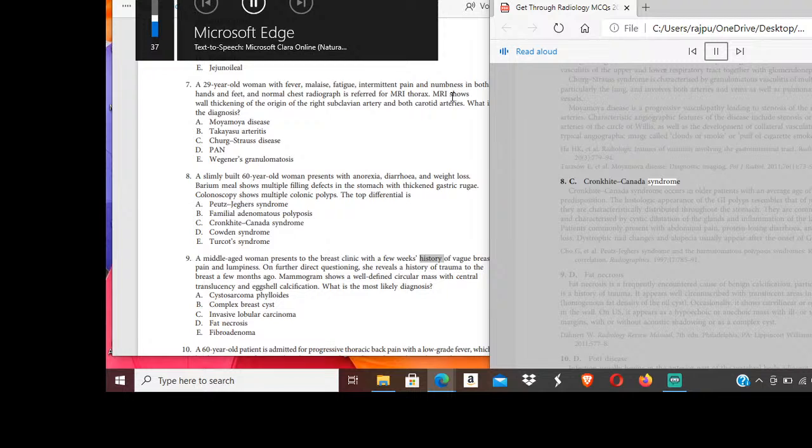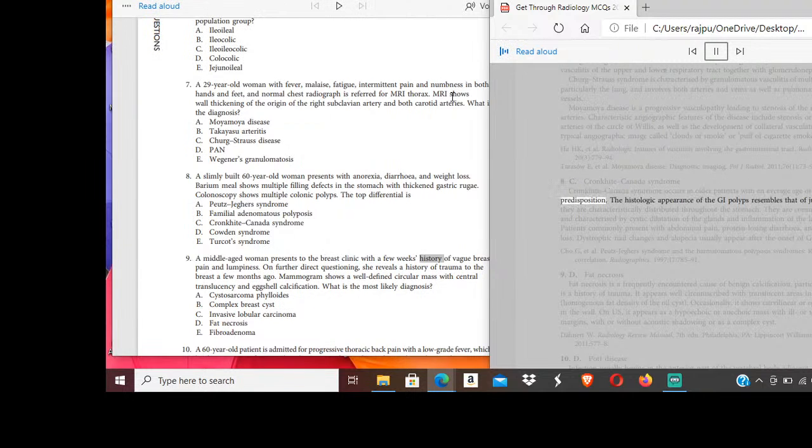C. Cronkhite-Canada syndrome. Cronkhite-Canada syndrome occurs in older patients with an average age of 60 with no familial predisposition. The histologic appearance of the GI polyps resembles that of juvenile polyps, and they are characteristically distributed throughout the stomach. They are commonly small, sessile and characterized by cystic dilatation of the glands and inflammation of the lamina propria. Patients commonly present with abdominal pain, protein-losing diarrhea, anorexia, and weight loss. Dystrophic nail changes and alopecia usually appear after the onset of GI symptoms.